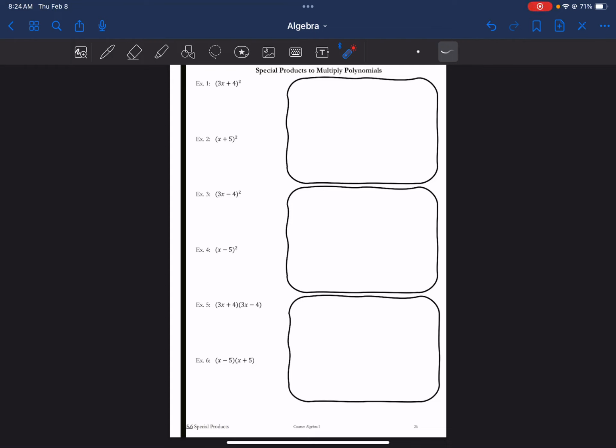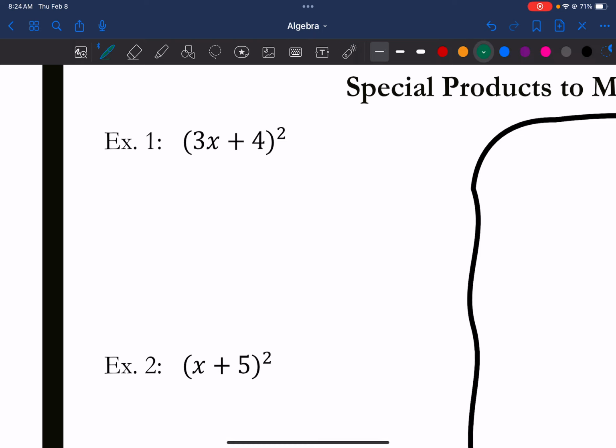We're going to be starting special products to multiply polynomials because sometimes there are patterns that we can see. So let's start with example 1. When we see that square, we want to make sure that we're actually separating that and then taking that chance to FOIL, distribute, multiply it outright, or use an area model, whatever method you're using.